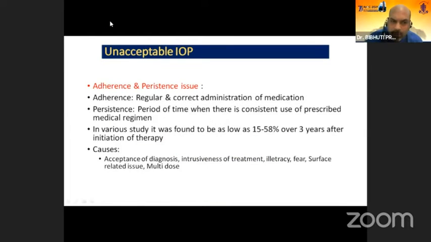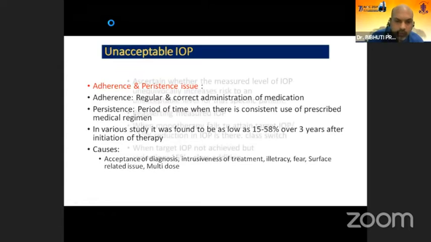Now, what is adherence and persistence? Adherence is regular and correct administration of the medication. Persistence is the period of time when there is consistent use of the prescribed medical regime. In various studies, poor adherence is somewhere around 15 to 58% during the 3 years after initiation of therapy. Why does poor adherence or poor persistence occur? Because of non-acceptance of the diagnosis, intrusiveness of the treatment, or fatigue of the patient in complying with the treatment regime, which can involve many medications. So multiple doses have to be brought down to fewer doses of medication.